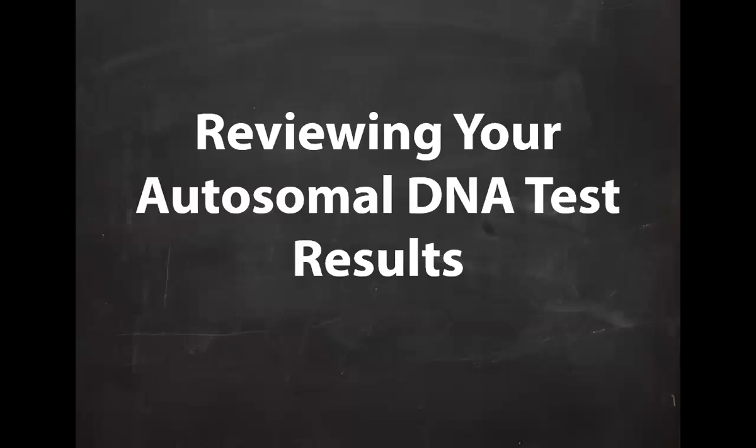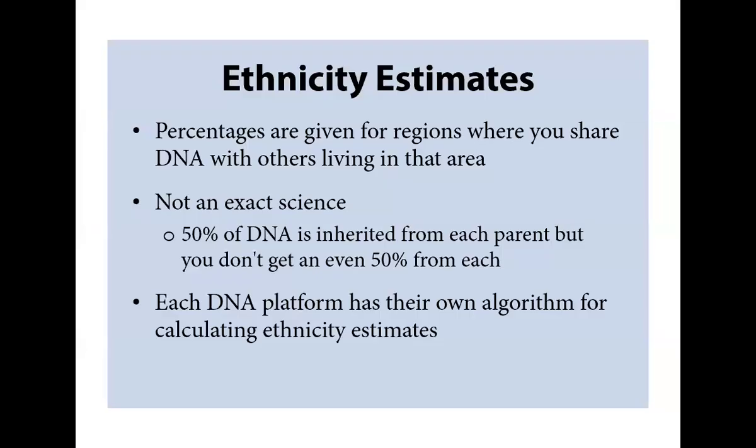Okay. So now that we've talked about the different companies, and let's say you've taken your test, let's talk about when you actually review your autosomal DNA test results. What are you actually going to see? One of the first things that a lot of people usually check out is their ethnicity estimates. They're looking for those percentages which show where your family is from.